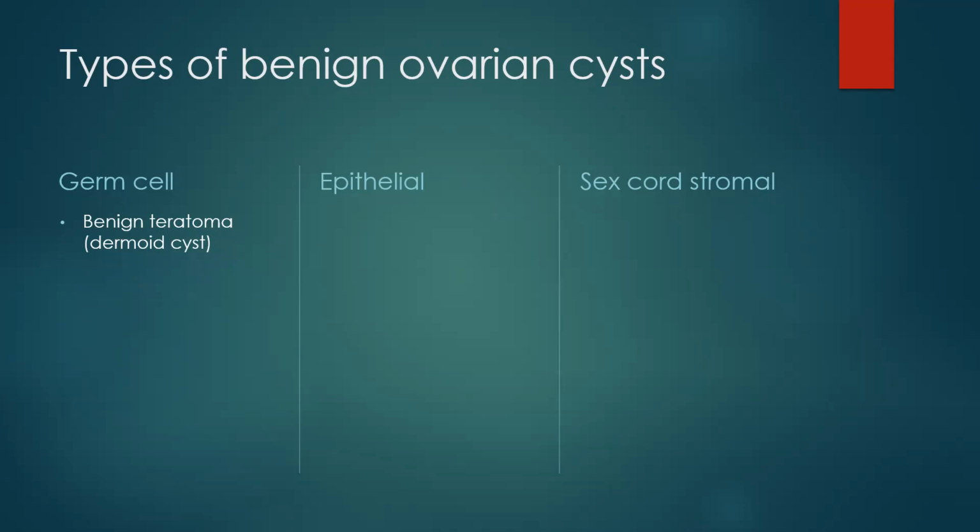So in this cyst, any type of structure can be there in the dermoid cyst. But generally, there are skin appendages, hair, and there can be teeth, which can be easily seen on ultrasound. And because it contains skin glands and tissue, there can be sebaceous material, sebum will be there. I will describe it in detail in the next slides. Epithelial includes serous cystadenoma, mucinous cystadenoma, and Brenner tumors. The sex cord stromal tumor involves fibroma and thecoma.